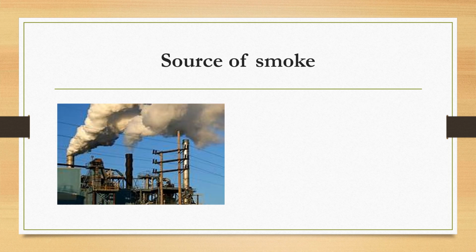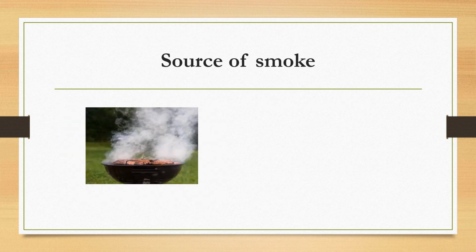Another major source of smoke is illustrated in this picture. Observe the picture and identify the source. A large amount of smoke is produced in factories and released from their chimneys. This picture illustrates another source of smoke. Can you identify this source? Charcoal grills produce a lot of smoke when operated.